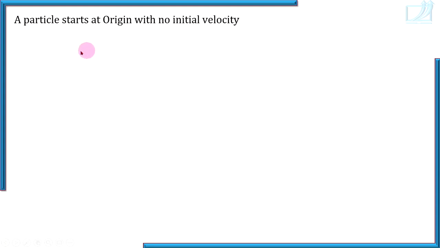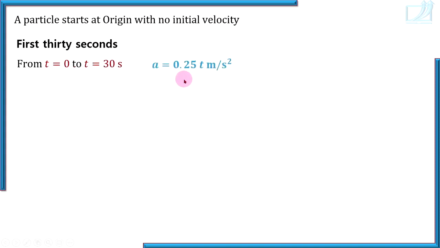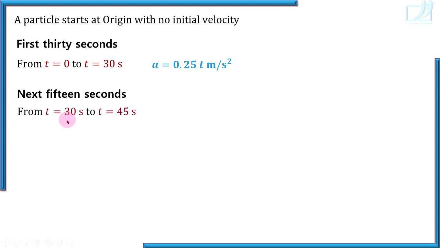So to make you understand this, let's discuss this example. A particle starts at origin with no initial velocity, and in the first 30 seconds its acceleration is say 0.25 t meters per second squared, where t is the time in seconds. It is one of the equations of motion where acceleration is varying with time t. It is variable acceleration motion. But this particle moves according to this equation of motion for the first 30 seconds only. Next 15 seconds, so from t equal to 30 to t equal to 45 seconds, acceleration is 3 meters per second squared.